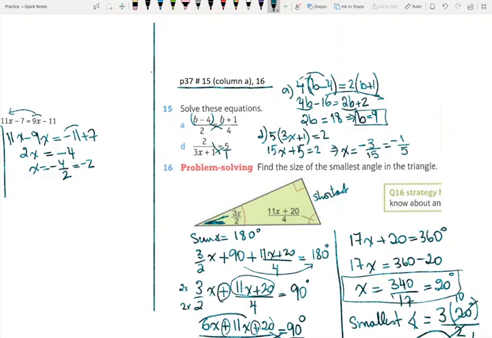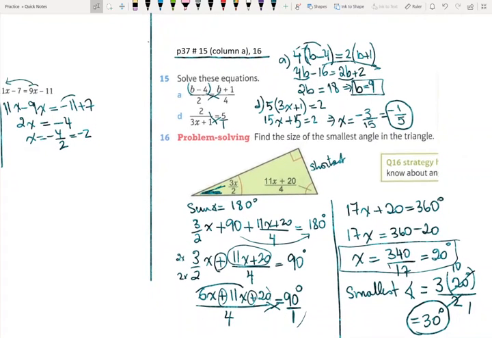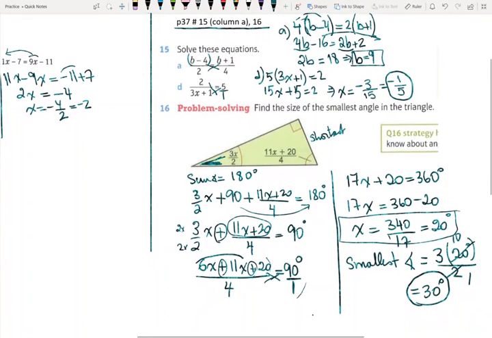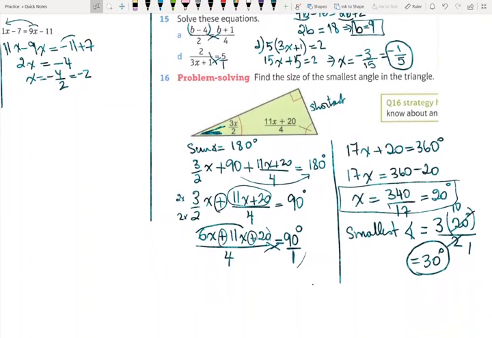Why do we have this as the final answer? Because 3 and 15 have a common divisor, therefore you have to reduce it. So divide by 3 the numerator and divide by 3 the denominator, and you will get the reduced answer for x.